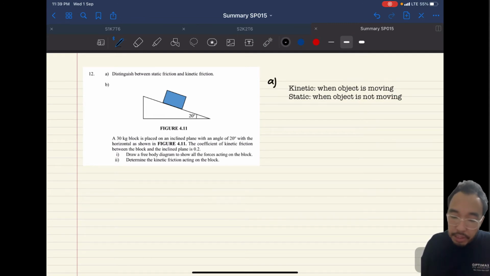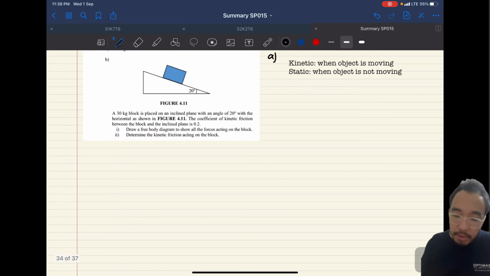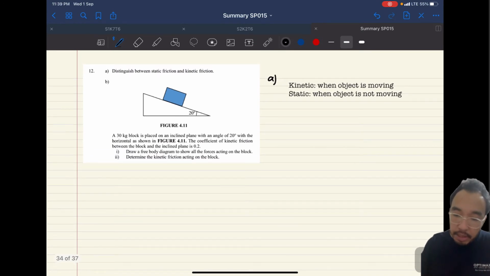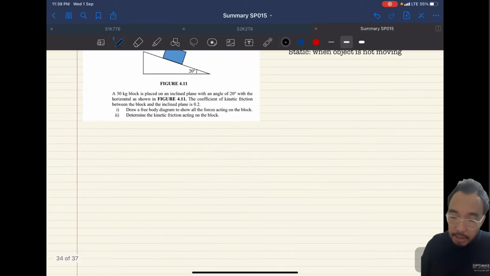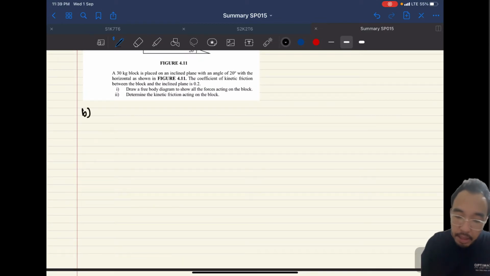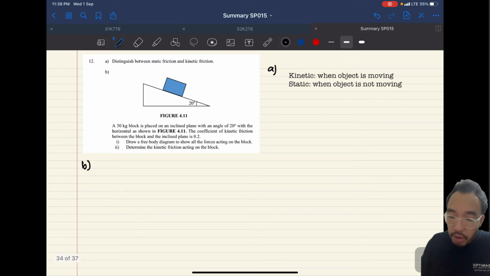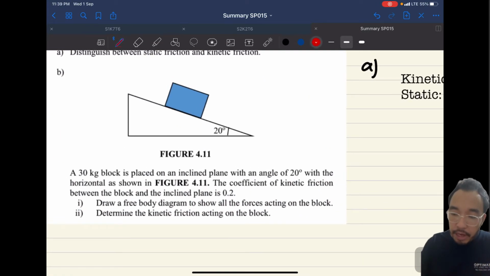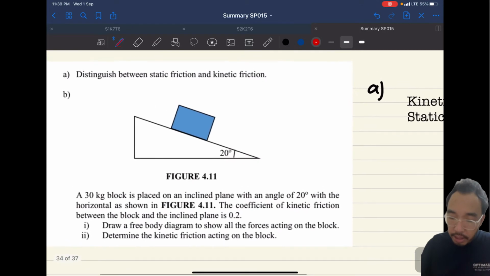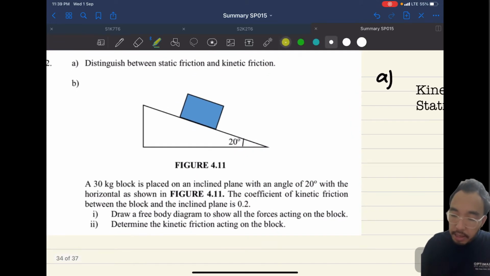Okay, now for question B, a 30 kilogram block is placed on the inclined plane. I try to make this one, okay, I'll just leave it like that. I think I got enough space here. B, draw a free body diagram to show all the forces acting on the block. So this is the block. First of all, you identify all the forces on here. It says that it does have the coefficient of kinetic friction, which indicates that this is a rough surface.